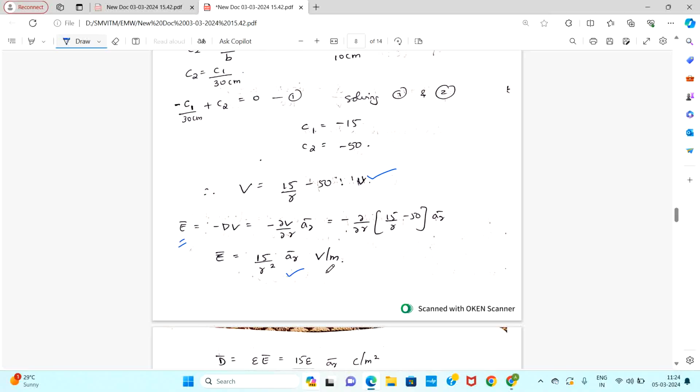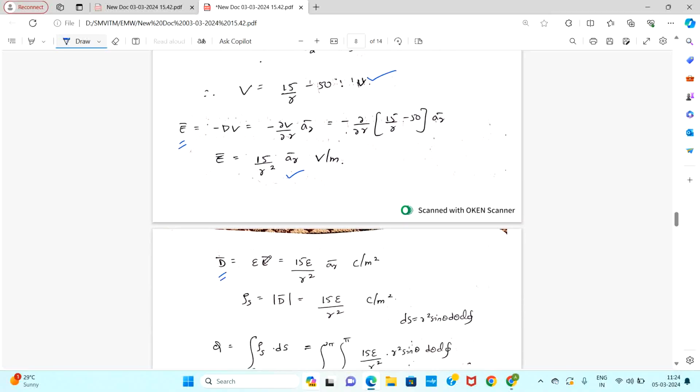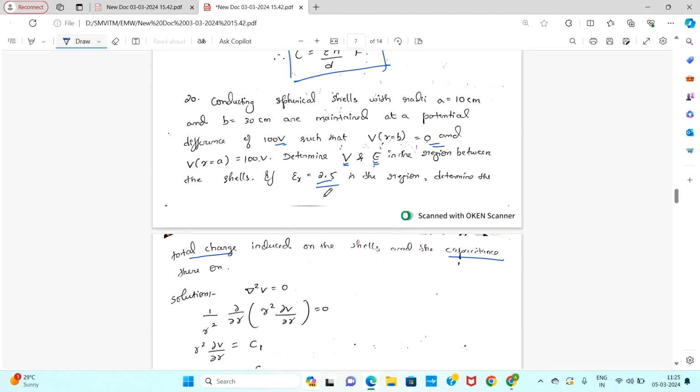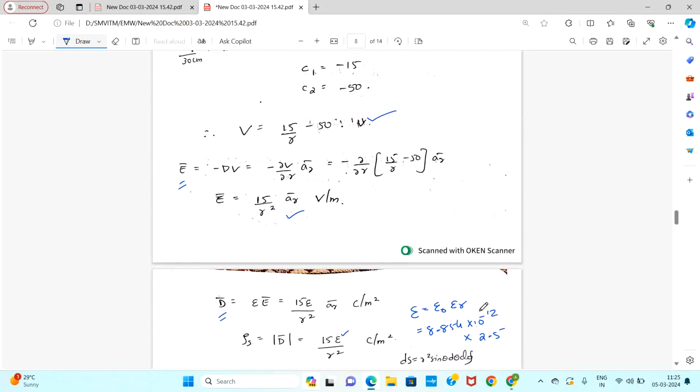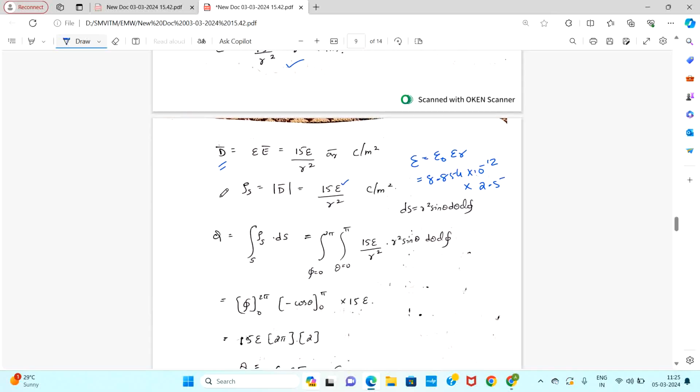Next, they asked you to find charge. To find charge, first calculate D. In this case, they have given the value of epsilon R. So if you want, you can substitute that value. Here I kept it as it is, but you can substitute epsilon as epsilon naught into epsilon R. Epsilon naught is 8.854 times 10 to the power minus 12, and epsilon R is given as 2.5 in the question. You can substitute those values and simplify, right? So that will give you rho S. Now, looking at the rho S equation, we have 15 epsilon by R square, right?